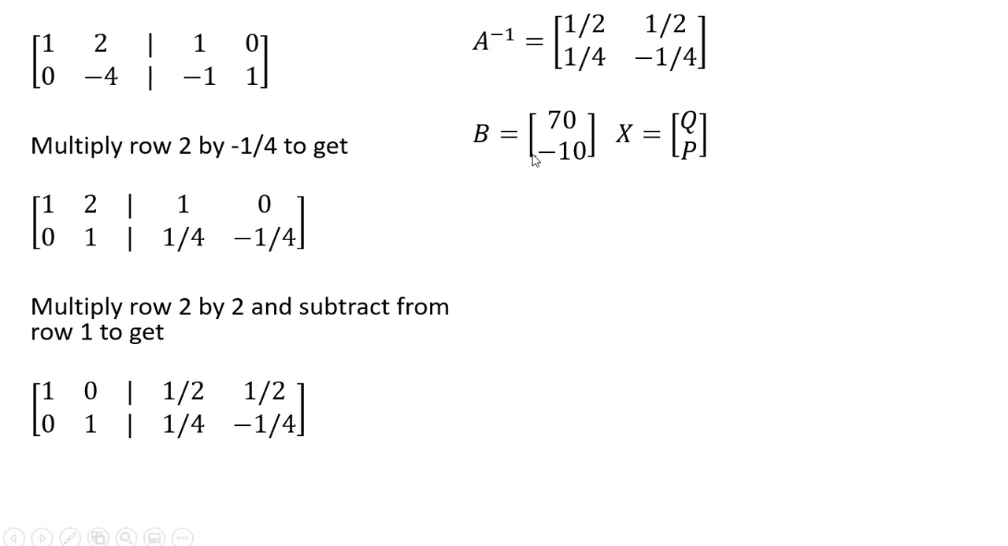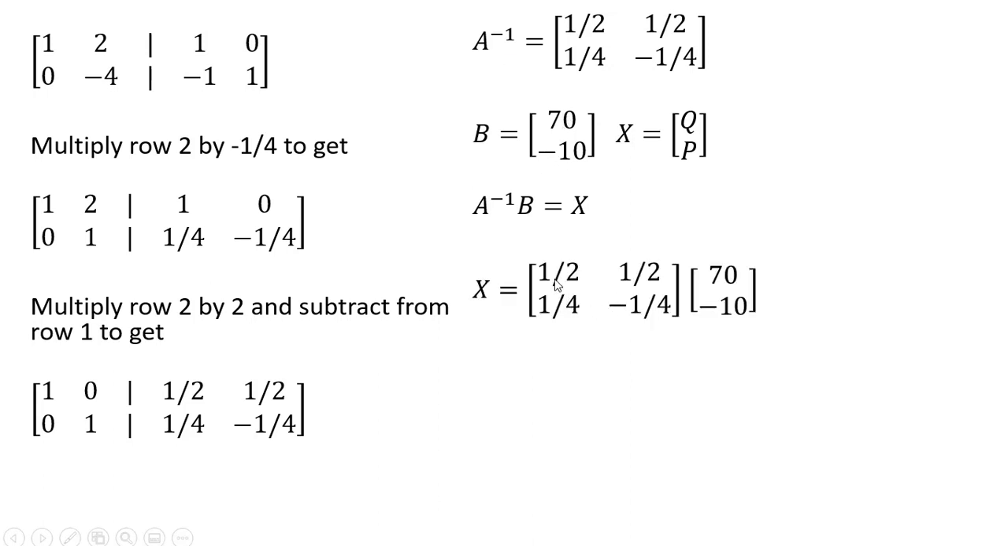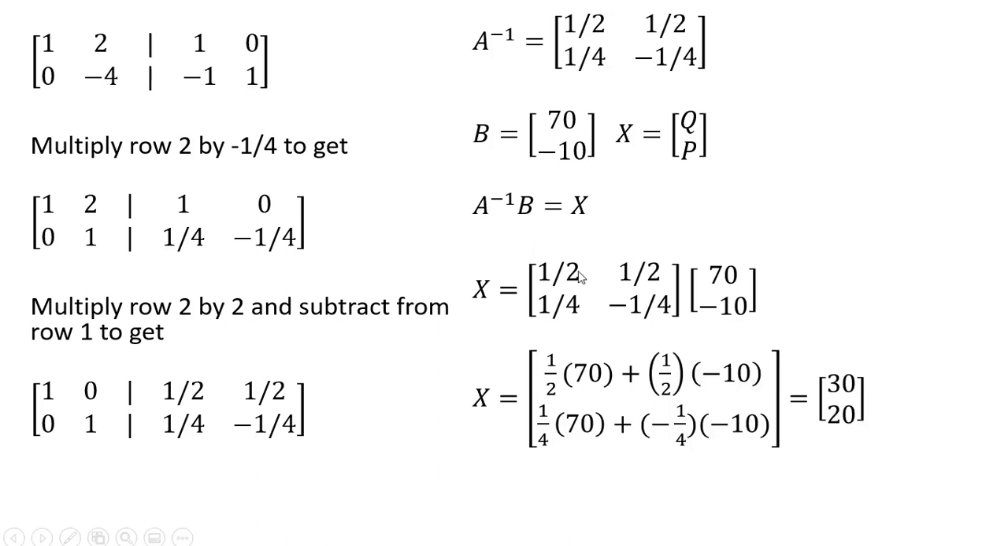And just a reminder, our coefficient matrix and our variable matrix. So now we need to perform this calculation. I'm going to take this inverse matrix and multiply it by this column vector of constants. And so now the calculations, 1/2 times 70 plus 1/2 times negative 10. And then in the bottom row, we're going to have 1/4 times 70 plus minus 1/4 times negative 10. And then this top row will simplify to 30. This bottom row will simplify to 20.